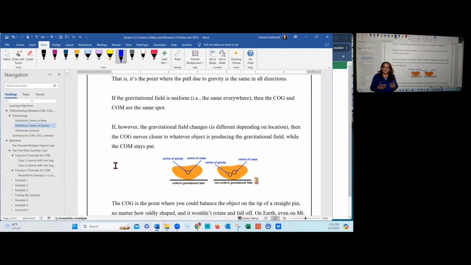Now, if you think about it, the center of mass is going to be the same whether you're on Earth or on the moon or in the vacuum of space.